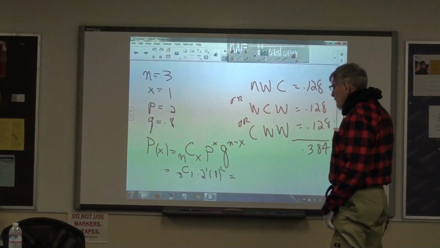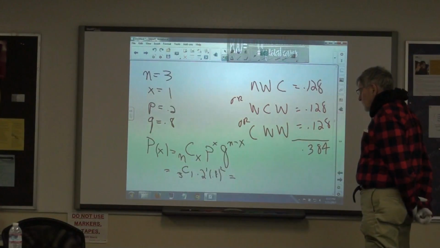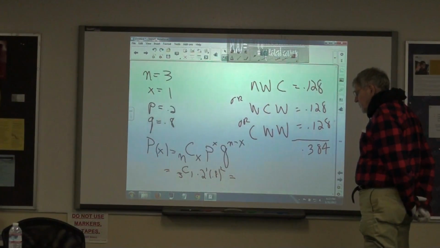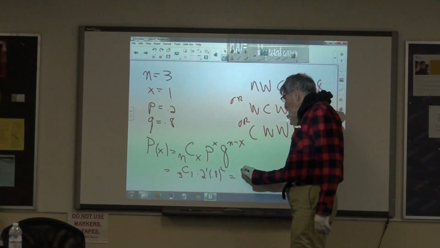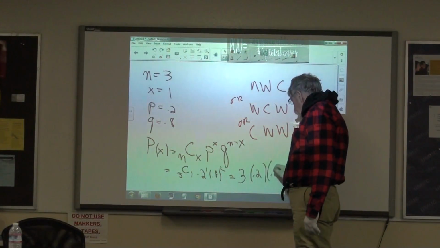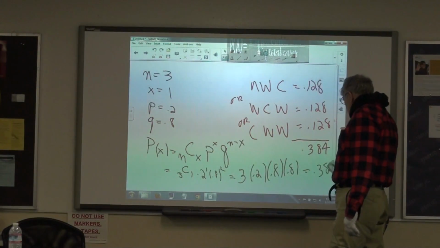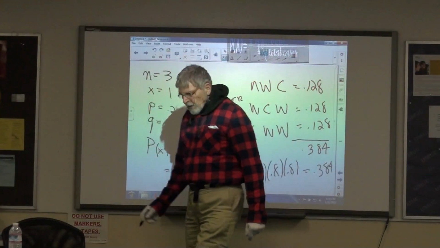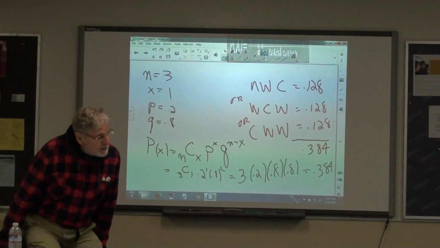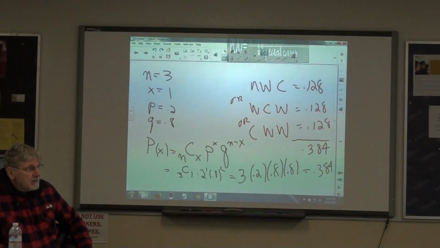So what is C(3,1)? C(3,1) is 3. And what is 0.2 to the 1 power? And what is 0.8 squared? And the answer is 0.384. So we got the same answer by blind logic as yielded by the formula.